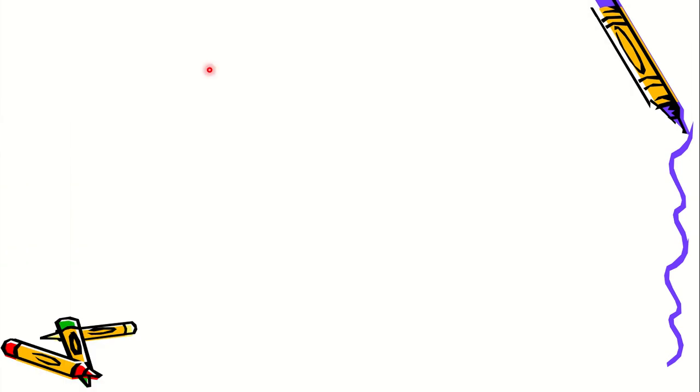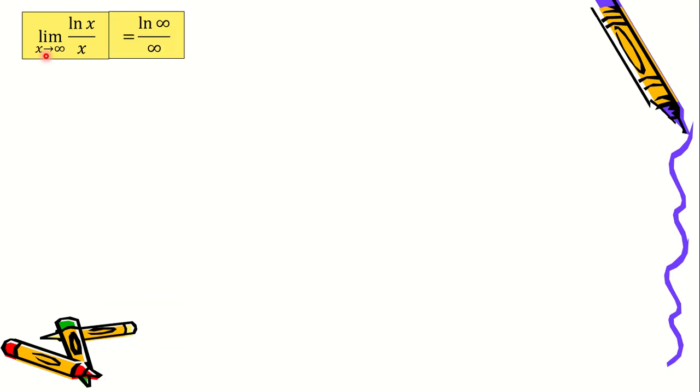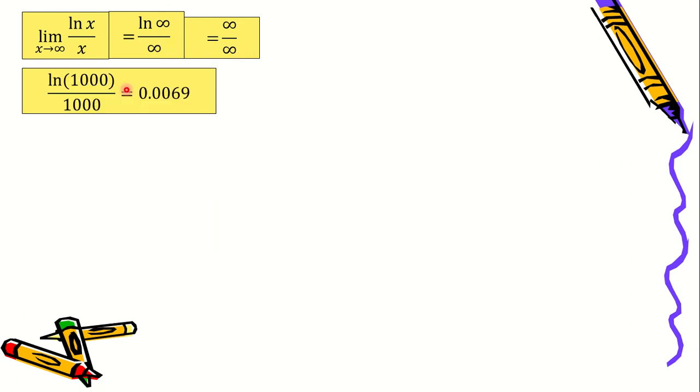So let's try another example. So what's the limit of ln x over x as x approaches infinity? So if we substitute infinity at this point, the natural logarithm of infinity is infinity, divided by infinity. So we have the indeterminate form infinity over infinity, which means we can use the L'Hospital's rule to get the answer. So first, let's plug in a number which is close to infinity.